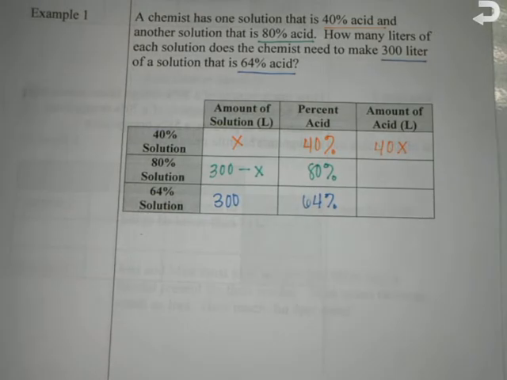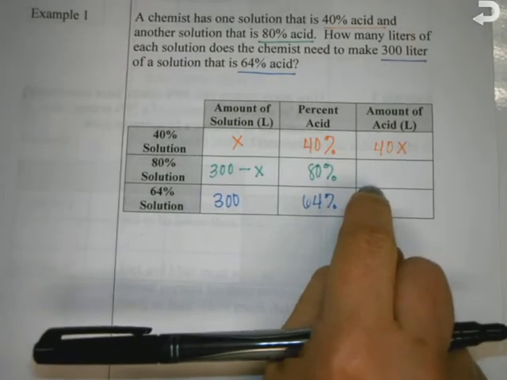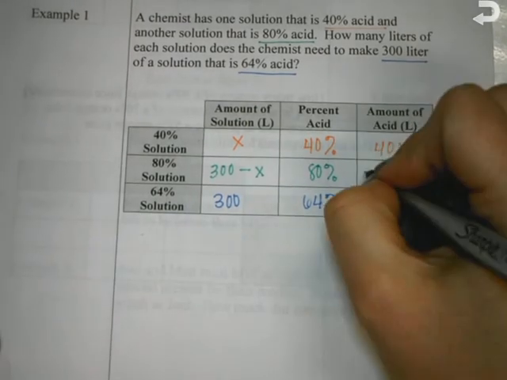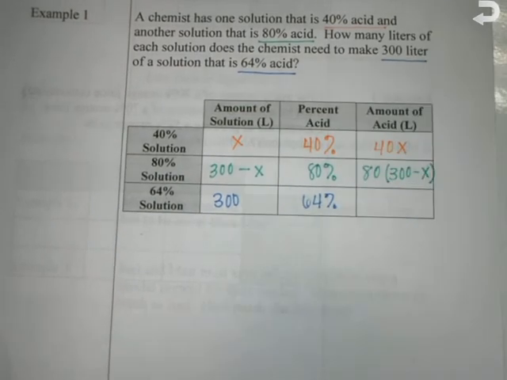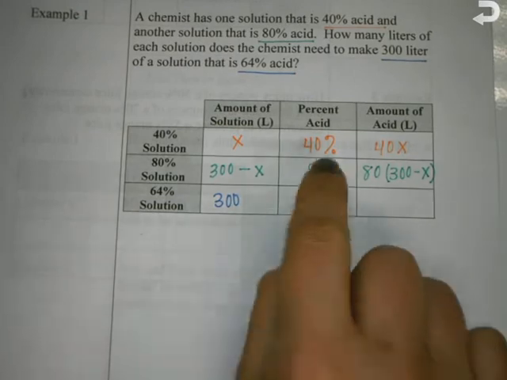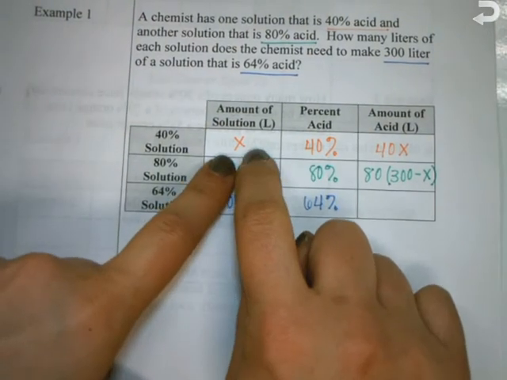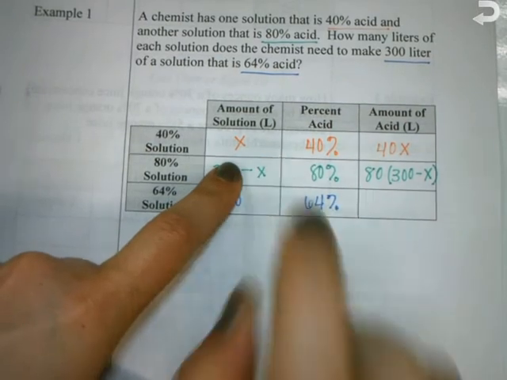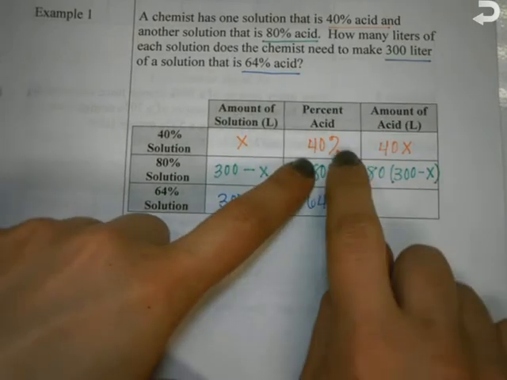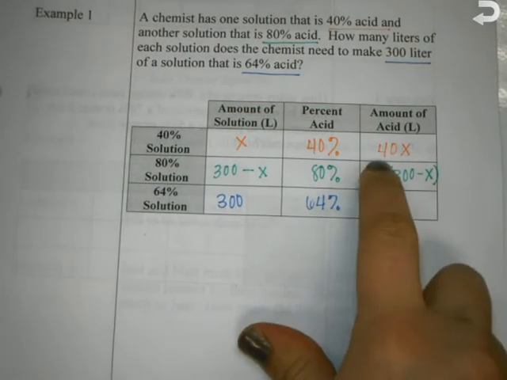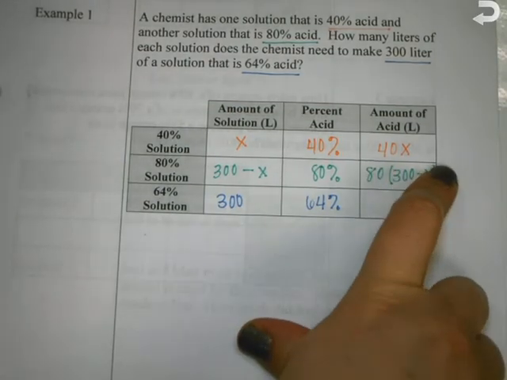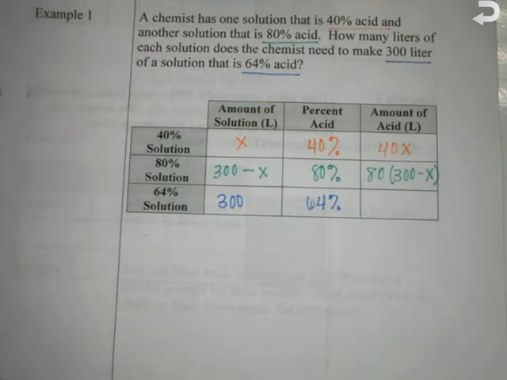So, how much acid would be in the 80% solution? 80 times 300 minus X. Okay, what is this telling me, guys? This is telling me I have X amount of liters of liquid total, and 40% of it is pure acid. So how would I figure out how many liters of acid is in this mixture? 40% times X. Does that make sense? So that's going to give me an actual amount of how much just acid is in there.